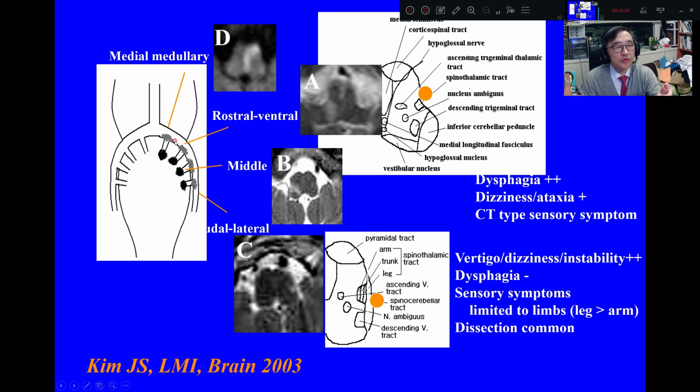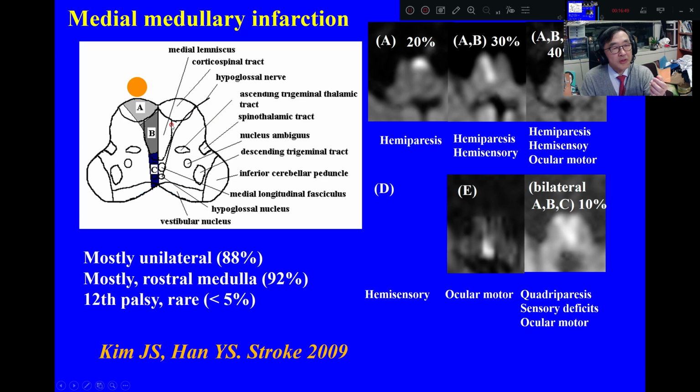In the most rostral part, if the vertebral arteries are involved, then it leads to medial medullary infarction. I will show here. So that's the reason why medial medullary infarction most frequently occurs in the rostral medulla, because this is the rostral part of the medulla, just before the two vertebral arteries are connected to form the basilar artery. So the infarct pattern is very similar to the pons.